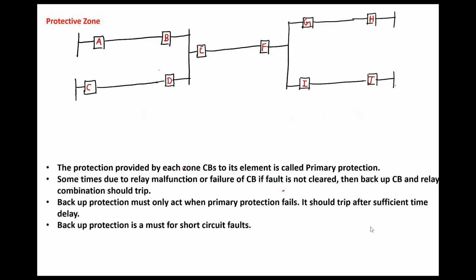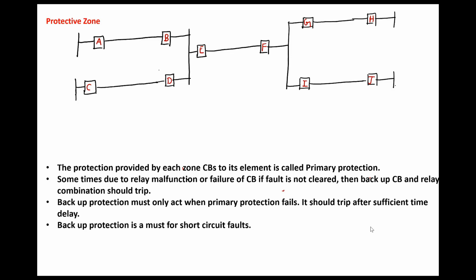So we have discussed in the last class the concept of protective zones. To limit the number of circuit breakers that trip during a fault, the protection scheme is divided into a number of zones, and the primary responsibility of the breakers of any zone is to protect the elements of that zone. And if the primary protection fails, we should have backup protection for the short circuit faults.